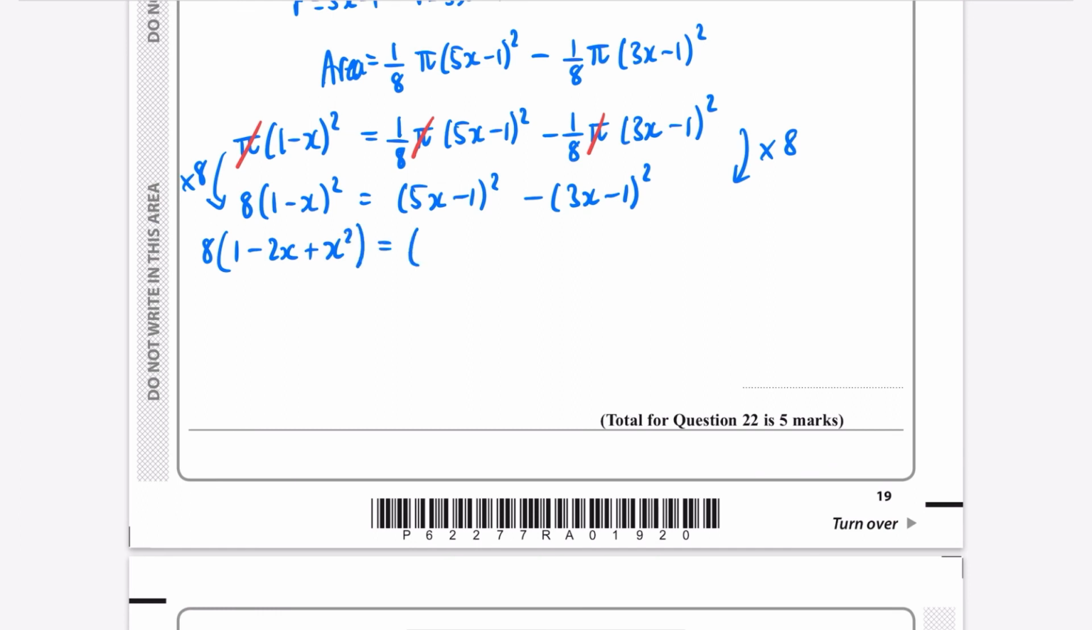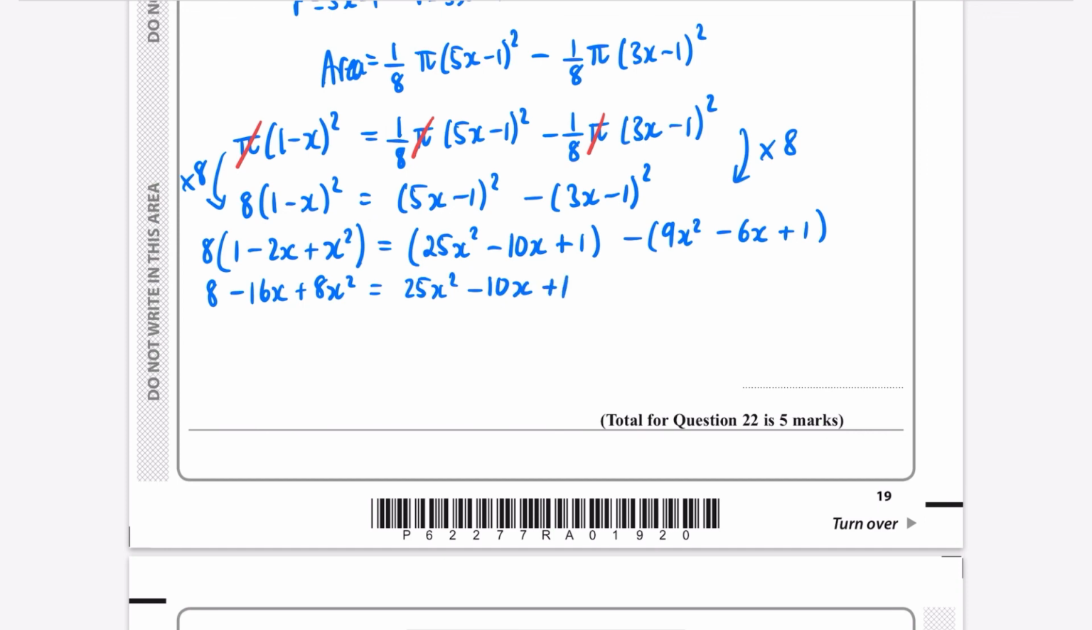Here, when you square this, you're going to have the 5x times 5x, which is 25x squared. You're going to get a minus 5x and a minus 5x, which is minus 10x, and you get a plus 1. And then here you're going to get a 3x times a 3x, which is a 9x squared. You get a minus 3x and a minus 3x, which is a minus 6x, and then you get a minus 1 times a minus 1, which is a plus 1. So expanding these brackets, you get 8 minus 16x plus 8x squared. These brackets don't do anything at all, so I can just leave them like this. But these ones, you're going to negate everything. So this is a minus 9x squared, but the next one, because there's a negative and a negative, it becomes a plus, and that becomes a minus.